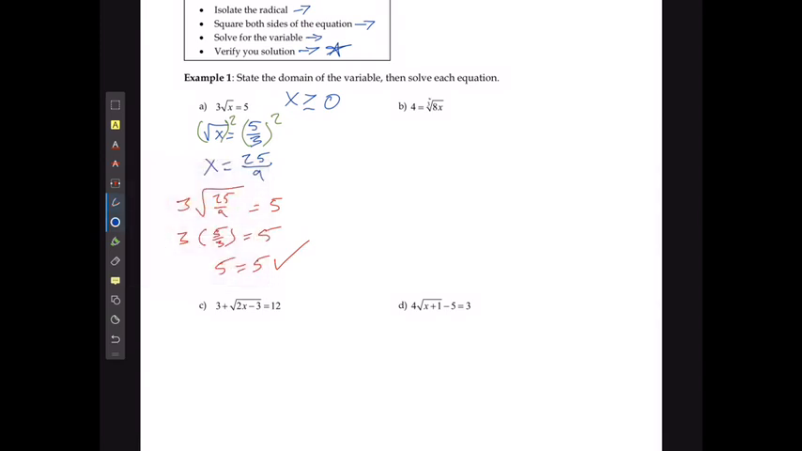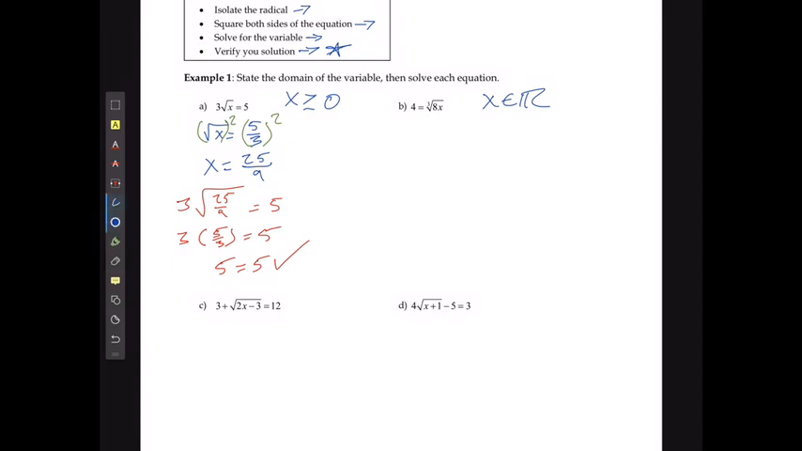For the second one, it has a cube root. Cube roots can be positive or negative, which means that I'm just going to say x is any real number. There is not a limitation to what the domain can be. And then I'm going to do the same process I did last time. I'm going to have the 4, and I'm going to have the cube root of 8x. Well, in this case, I'm not going to square to get rid of the radical. I'm going to cube both sides to get rid of the radical, logically, because it's a cube root.